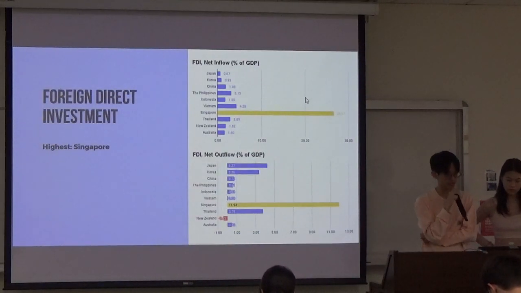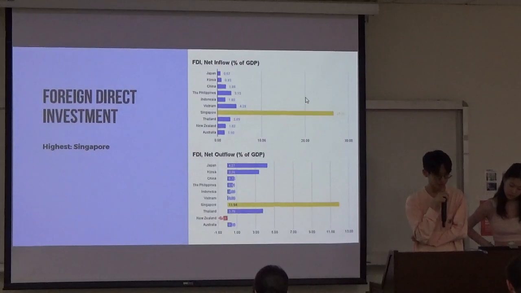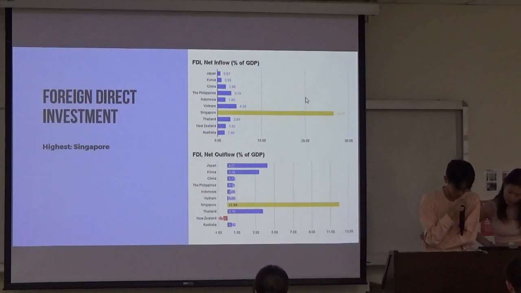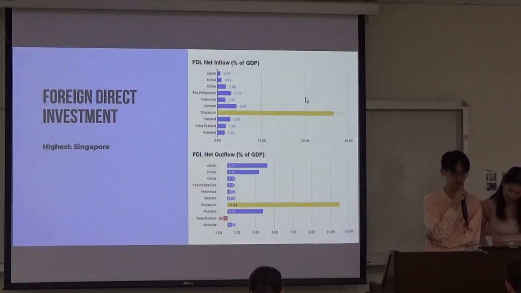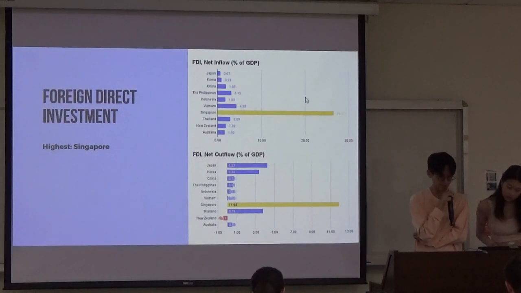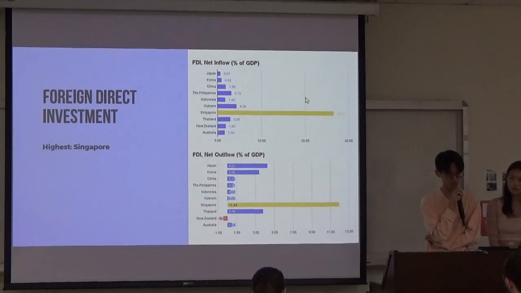And for foreign direct investment, Singapore has the highest net inflow and net outflow, which means Singapore both gets investment from abroad and invests a lot of money in foreign countries.